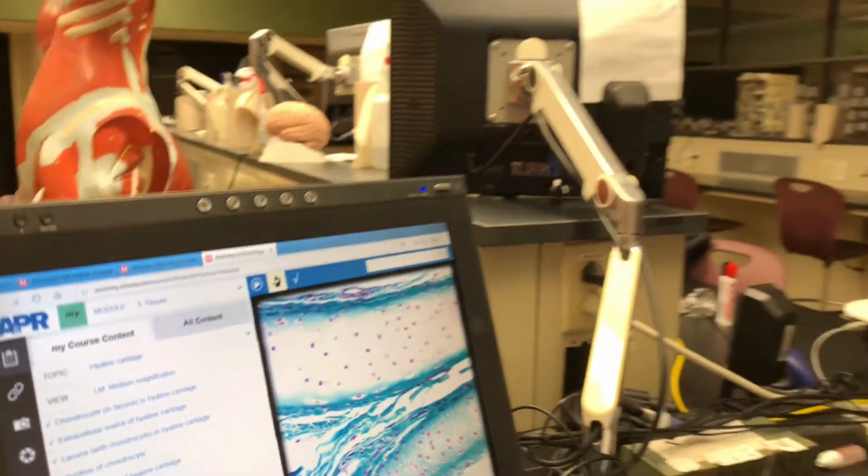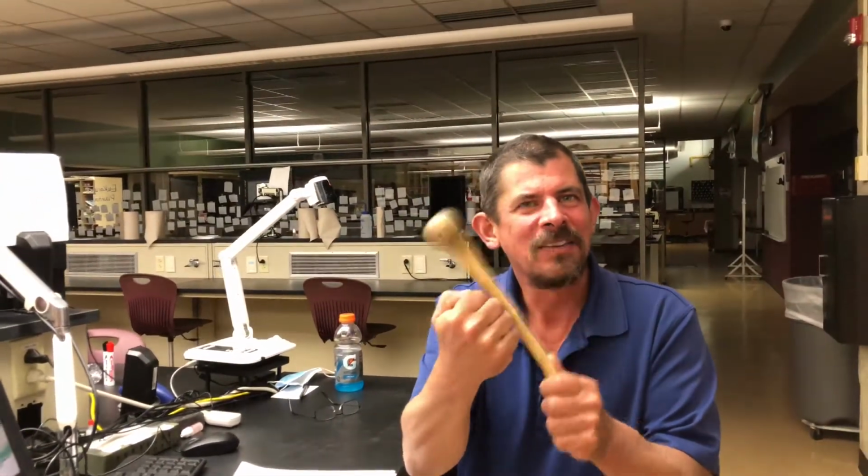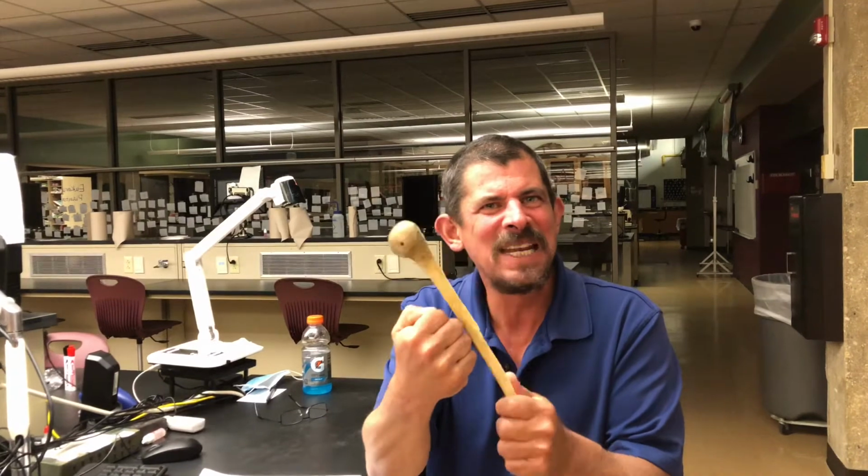Like bone, for instance, does it have a matrix? Yes. What is the matrix of bone? Something that's very solid and very dense. But the matrix of cartilage has the texture of almost a firm plastic that's slightly flexible. Again, that's a big difference between the matrix of cartilage versus the matrix of bone.